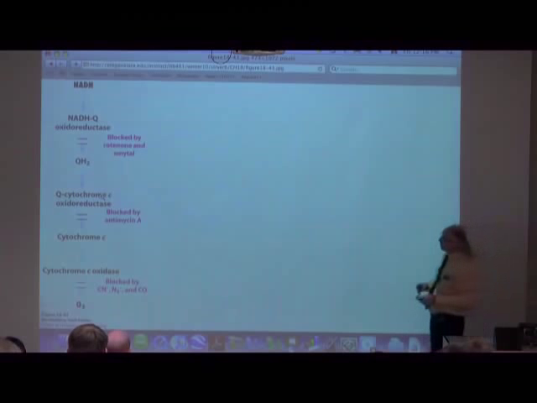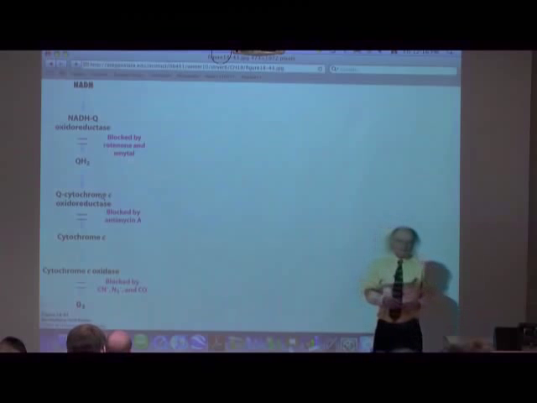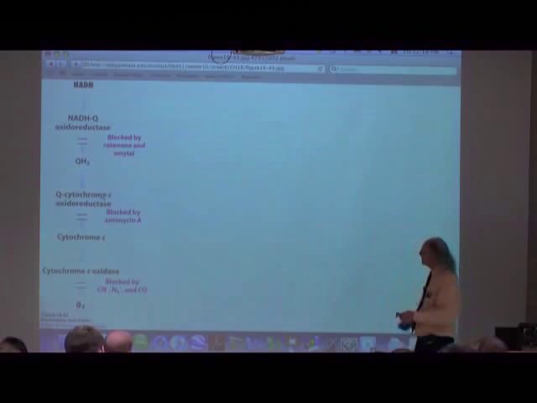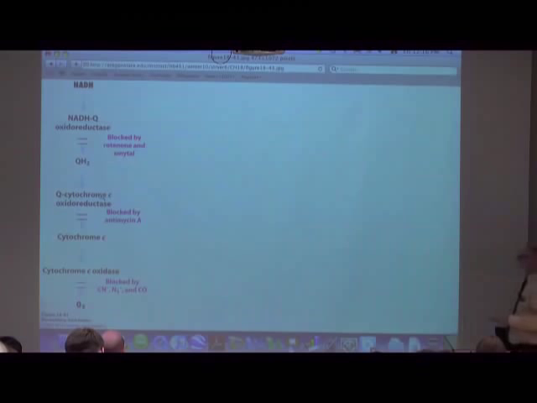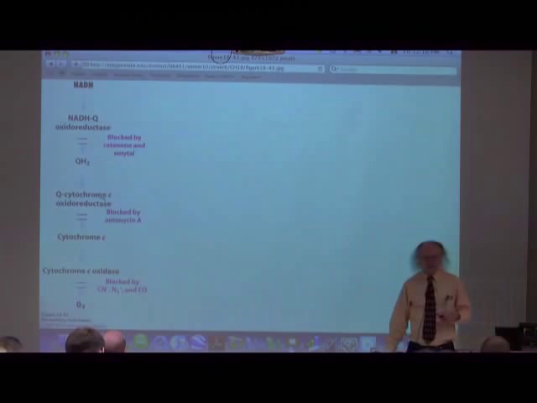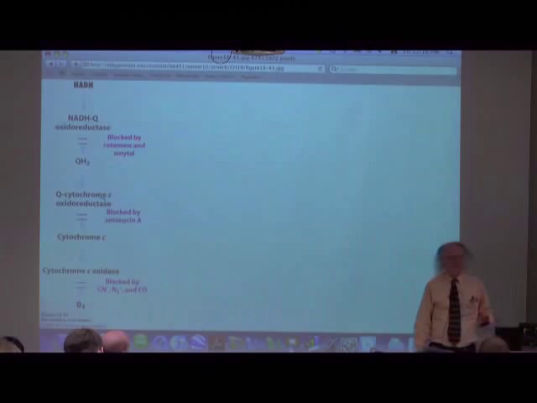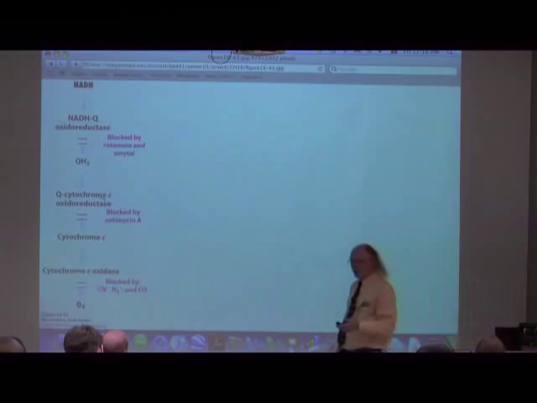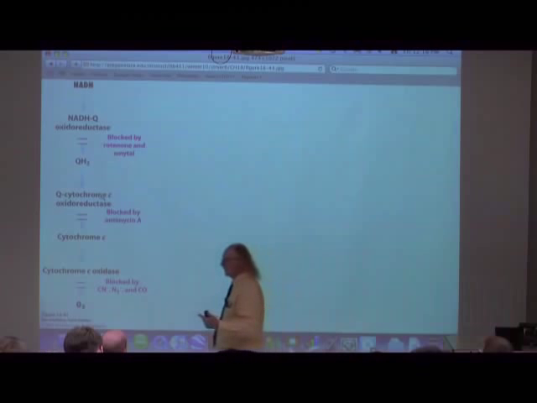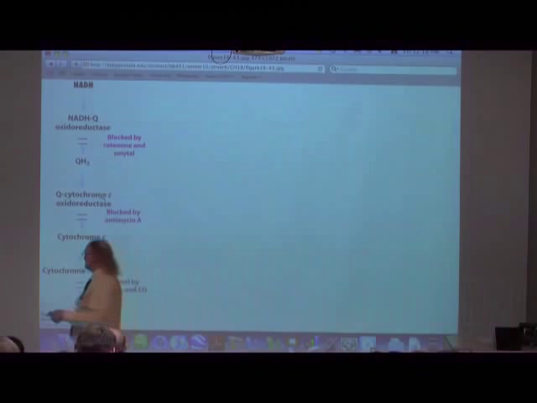Okay. So you see another compound up here called amytal. Amytal is also an electron transport inhibitor. It also inhibits the movement of electrons through complex 1. And you might say, well, rotenone, that must be a poison. It must kill us, right? Why do we put that on our tomato plants? And while I wouldn't recommend going out and putting it on your cereal, probably not a good idea, okay, it's not as poisonous as some of these other things.